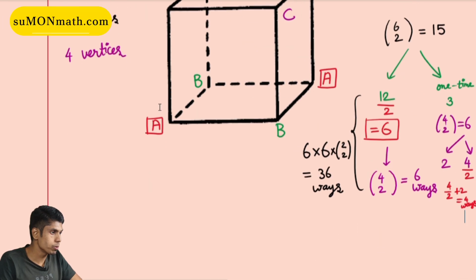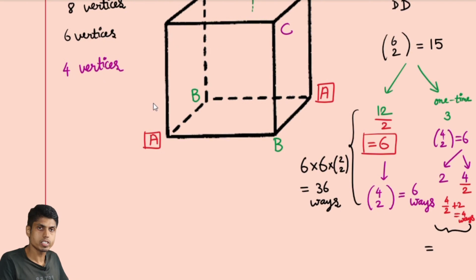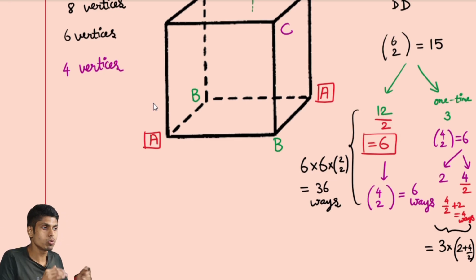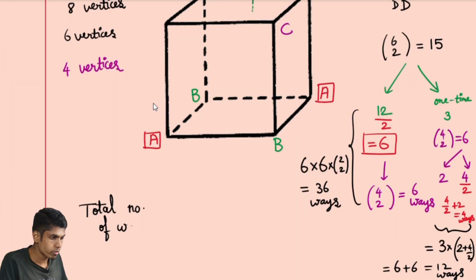Alright, now let's compute the total. It is case 1 plus case 2. Case 1 is 36. Case 2 will just be 3 ways for placing the two B's symmetrically, and after which you have 2 ways for placing the two C's symmetrically, or 4 by 2 ways for placing the two C's asymmetrically. We divide by 2 just to avoid overcounting. Now this gives us 6 plus 6, that is 12 ways. The total number of ways will be the sum of case 1 plus case 2, that is 36 plus 12, which is 48 ways.